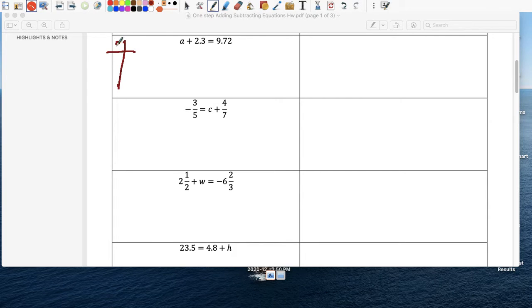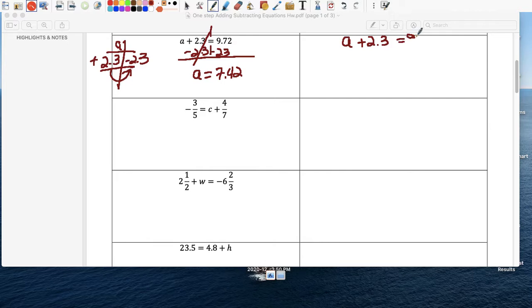Okay, so variable a, 2.3 is being added to it. So I'm going to do the inverse operation, which is subtract 2.3. So I'm going to subtract 2.3 from each side. Minus 2.3, so this goes away. A is all by itself, which was good. And then the answer to that is 7.42. Positive.